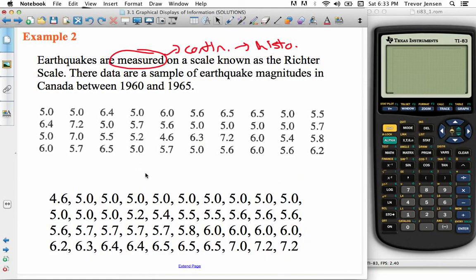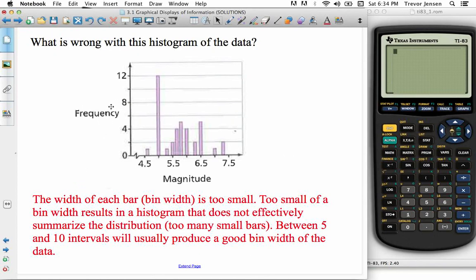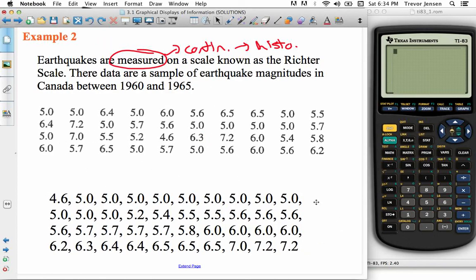Next thing you have to do to figure out what you need your interval widths to be is you have to figure out what is the range of your data. So it goes from 4.6 to 7.2. Okay? I'm actually going to show you an example of a bad histogram just to show you what type of problem we could encounter with this. So I'm going to show you a couple examples of what not to do before we go ahead and actually figure out our range and our bin width and all of that.